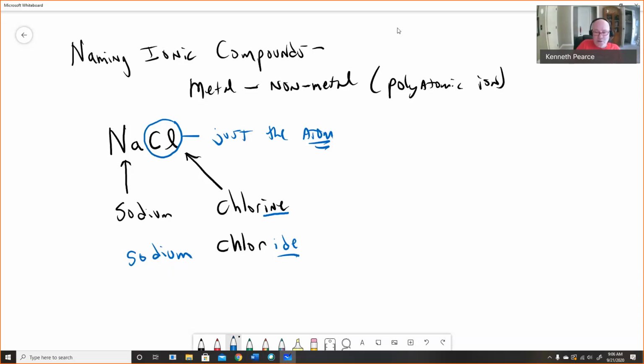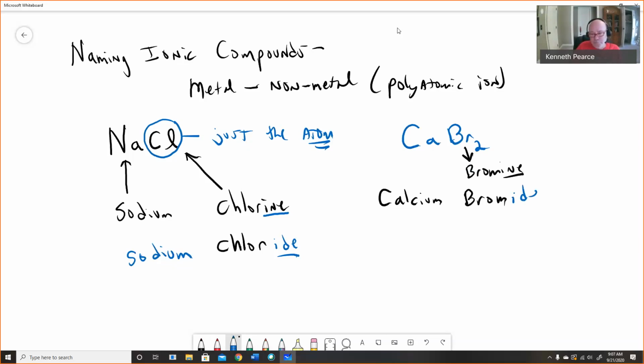So we can take a look at something else. Let's take a look at, say, calcium bromide. So we say the name of the metal, it's calcium. And then we take the name of the nonmetal, which is bromine, and we chop off the end and replace it with "ide," bromide. So this is calcium bromide.